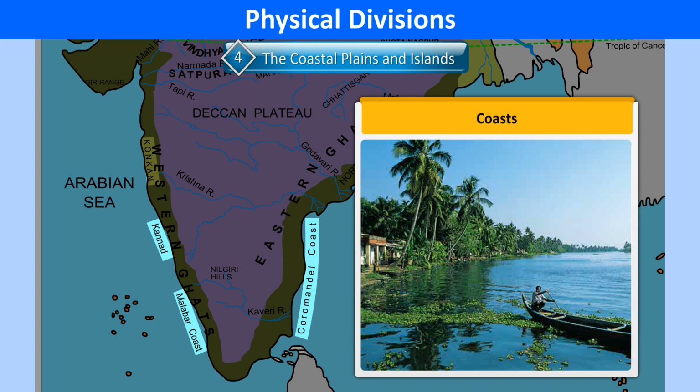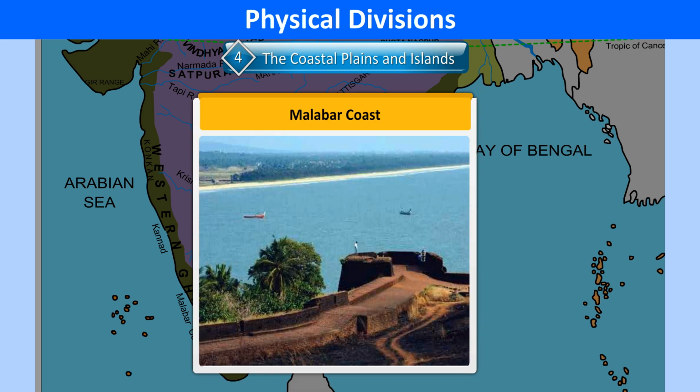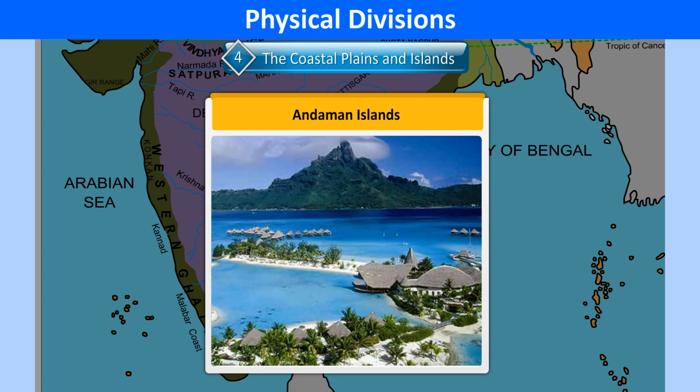Goa, on the western coastal plains, Konkan Coast, is a very popular tourist spot known for its beaches. On the eastern coastal plains, Coromandel Coast, Mahabalipuram is famous for its beaches and ancient temples. The western coastal plains are marked by salty marshes in the northwest, Gujarat. Kochi, a popular port on the western coastal plains, Malabar Coast, is also known as the Queen of the Arabian Sea.